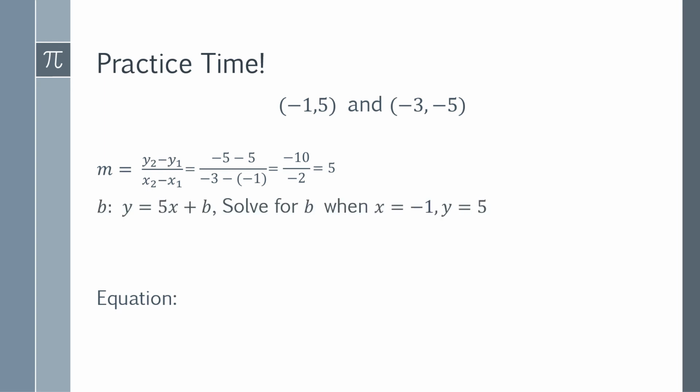Next, substitute one of the points in. So -1 for x and 5 for y. And solve for b. So we get 5 is 5 times -1 plus b. 5 is -5 plus b. We're going to add 5 to both sides and get b equals 10. So the equation here is y equals 5x plus 10.